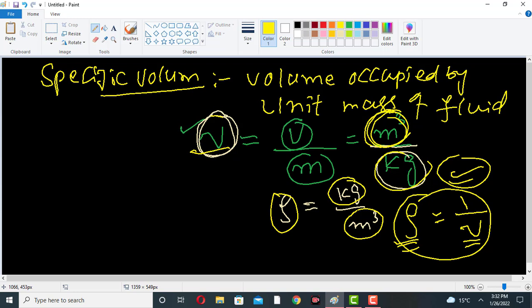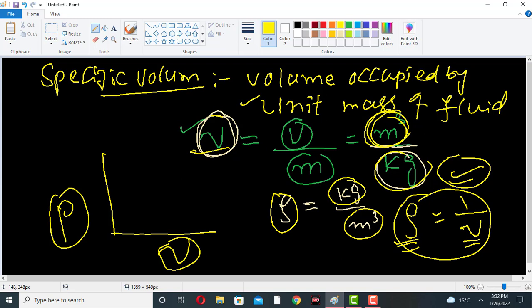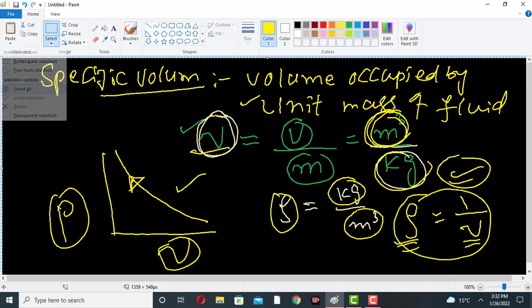Now, specific volume is usually used for gases. For example, if you draw the PV graph, this is the specific volume and this is the pressure. If we increase the pressure on the gas, then the specific volume of the gas will decrease. So this is the relation between specific volume and pressure for gases.